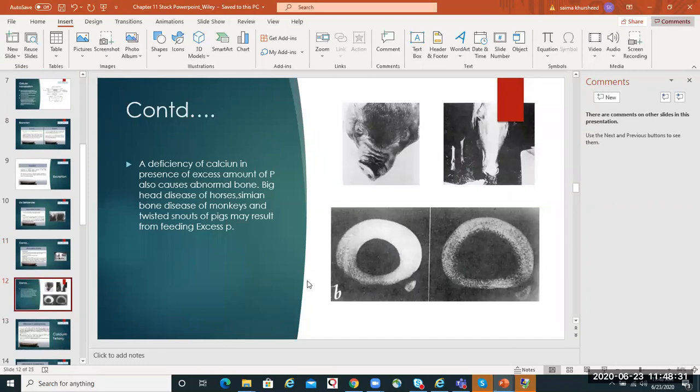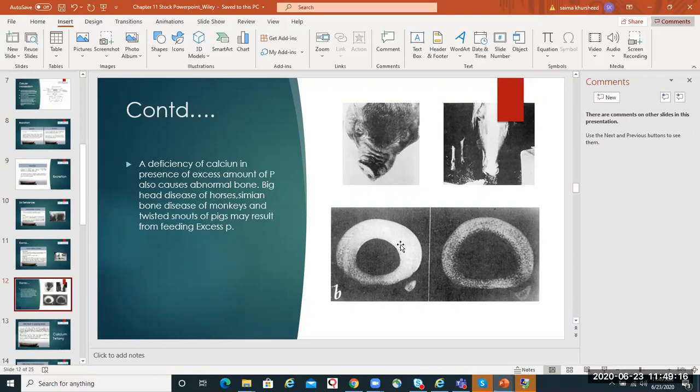Deficiency of calcium, sometimes in presence of excess phosphorus, may also cause abnormal bone. But in this instance, excess bone resorption by osteocytic osteolysis results in fibrous osteodystrophy. So what this looks like is shown in the picture here. So sometimes the deficiency of calcium in presence of excess amounts of P causes some abnormal bone deformities. This condition is characterized by the replacement of osseous tissue with fibrous connective tissue.